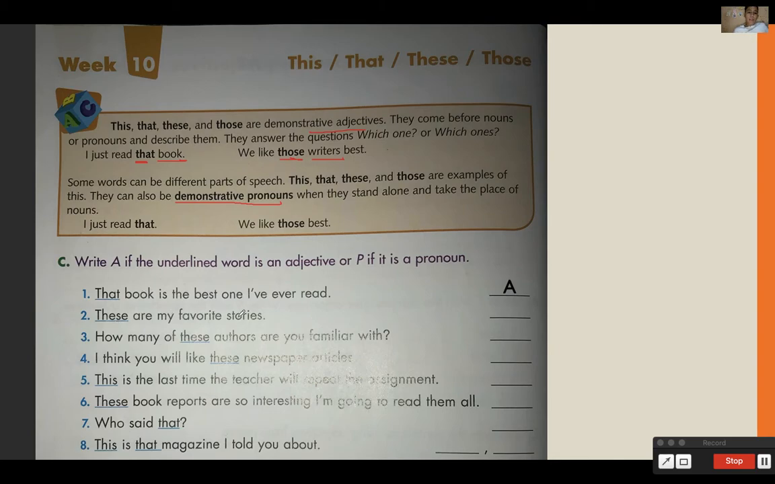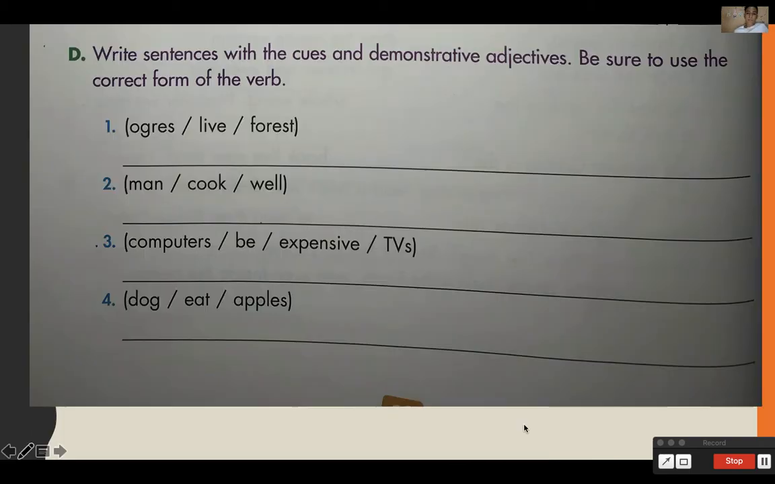These are my favorite stories. Estas son mis historias favoritas. P está tomando el lugar. How many of these authors are you familiar with? ¿Con cuántos de estos autores estás familiarizado? Tenemos, miren, el sustantivo, entonces esto es un adjetivo. I think you will like these newspaper articles. Excellent, adjective. Y luego van a hacer lo mismo con los que quedan acá.